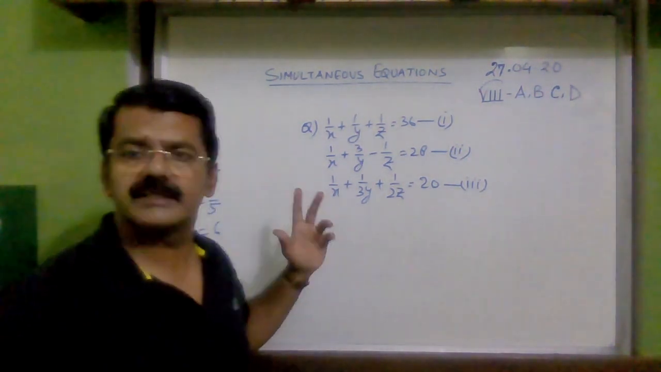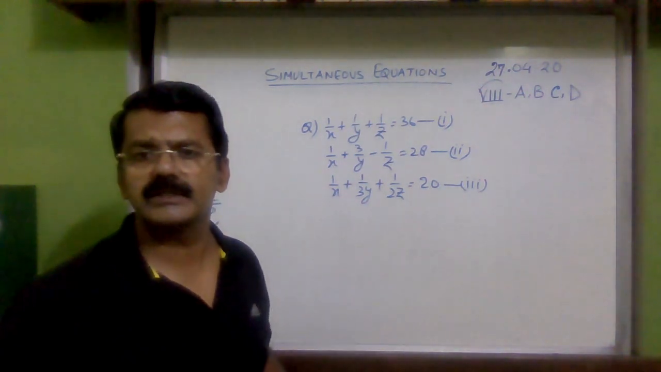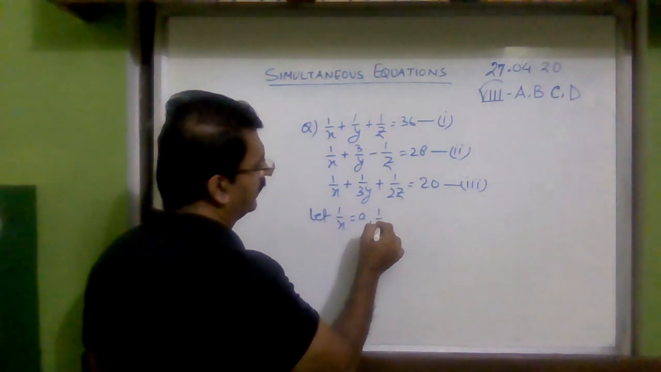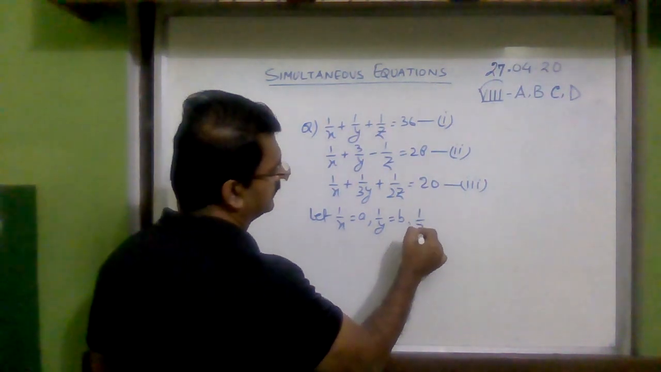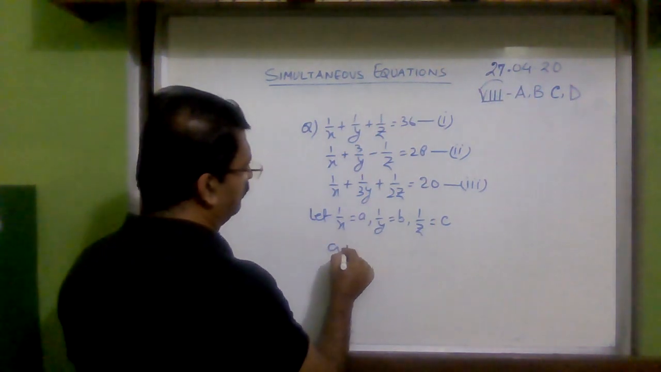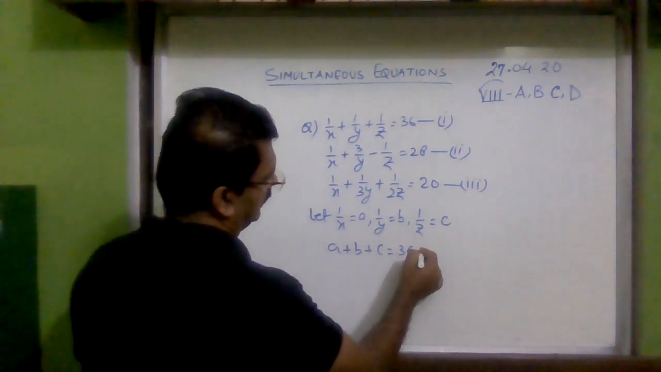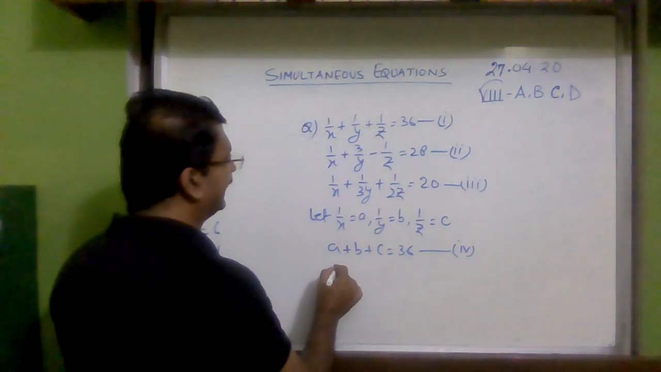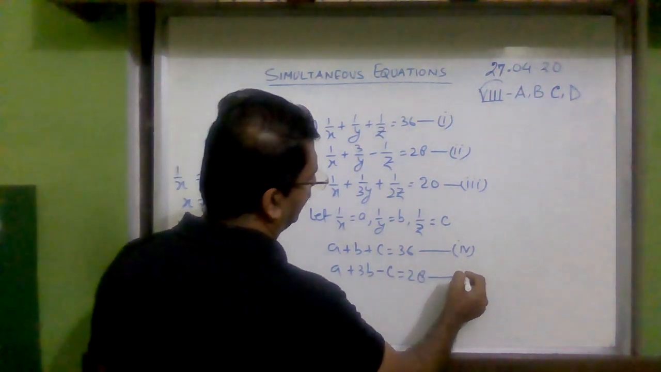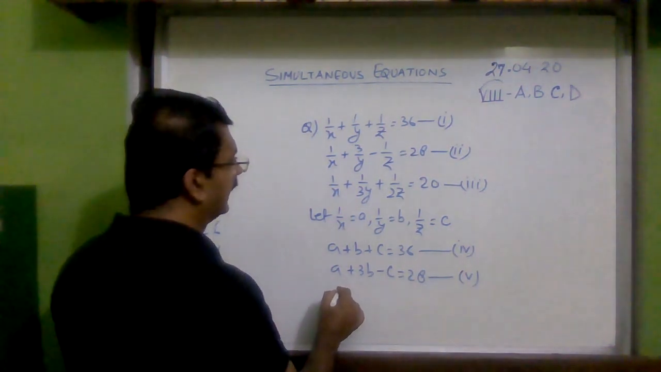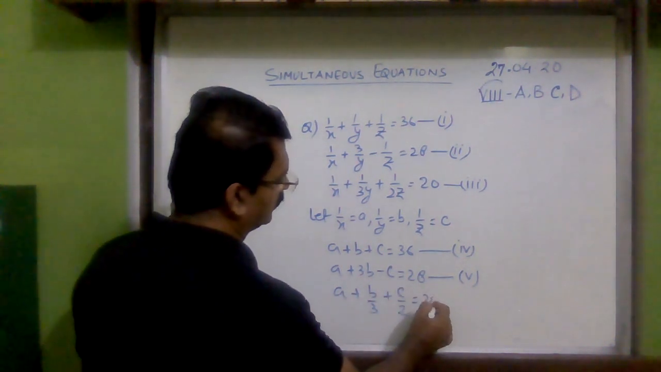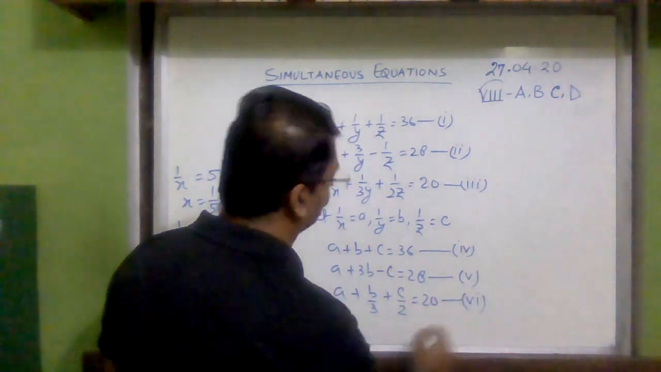Now, applying the same method that we used in the previous questions, we'll assume 1 upon x is equal to a, 1 upon y is equal to b, and 1 upon z is equal to c. The equations will change. The first equation becomes a plus b plus c is equal to 36. So we'll name it as fourth equation. Then a plus 3b minus c is equal to 28. We'll name it as fifth equation. And a plus b by 3 plus c by 2 is equal to 20. We'll name it as equation 6.